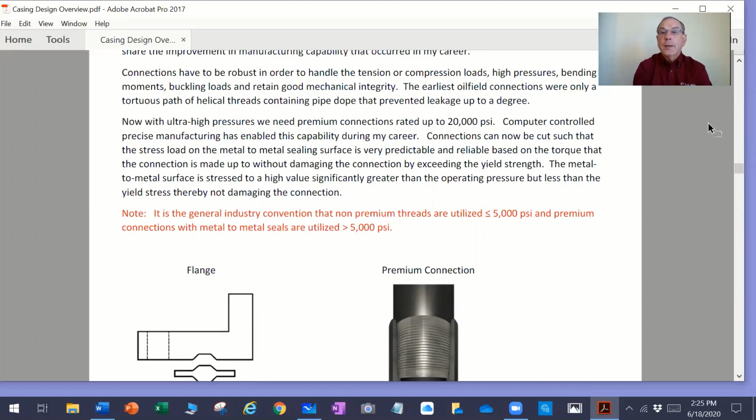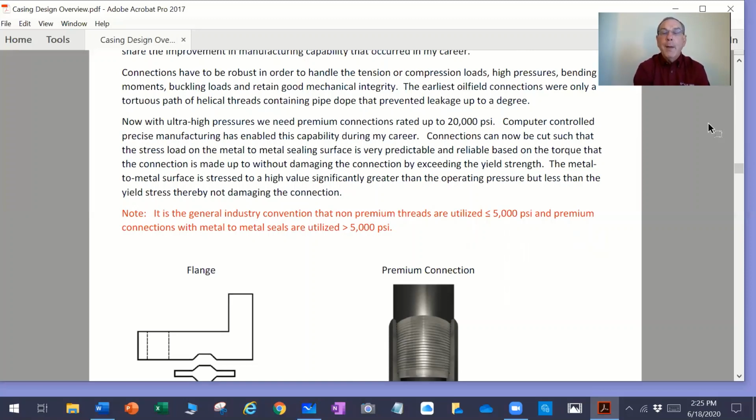The earliest oil field connections were only a tortuous path of helical threads containing pipe dope that prevented leakage up to a degree. So they were like 8 round threads that had pipe dope in them. No metal to metal seal, no premium connection. Now, with ultra high pressures, we need premium connections that are rated up to 20,000 PSI.